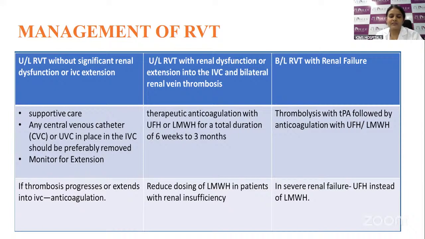In patients with renal insufficiency, if you are using low molecular weight heparin, the dose has to be reduced. If there is bilateral renal vein thrombosis with renal failure, then thrombolytic agents like tissue plasminogen activator have to be started, and this has to be followed by anticoagulation with unfractionated heparin or low molecular weight heparin.